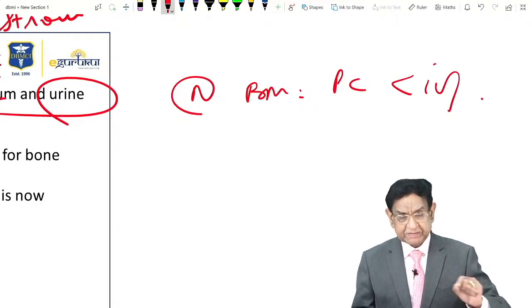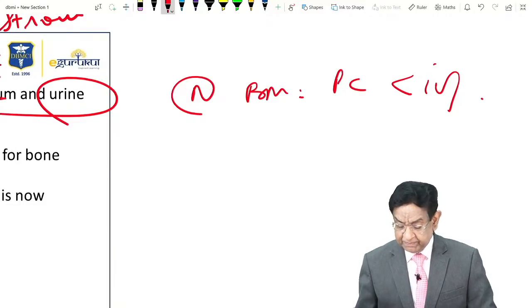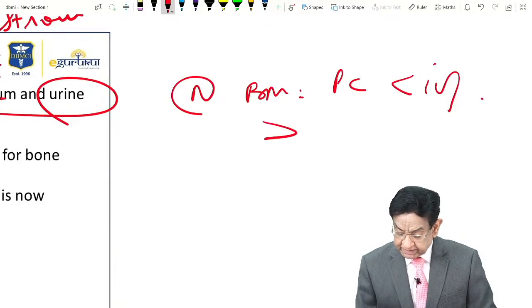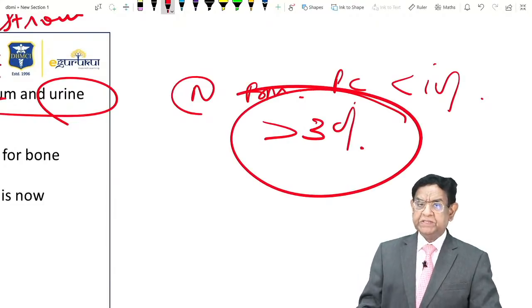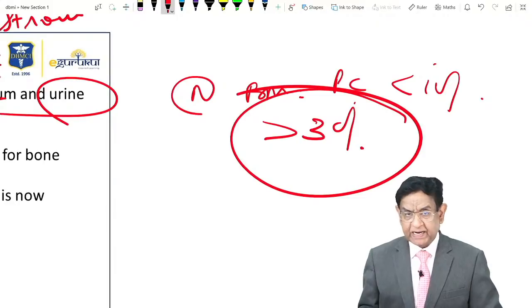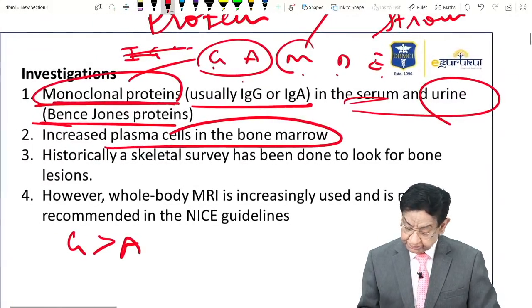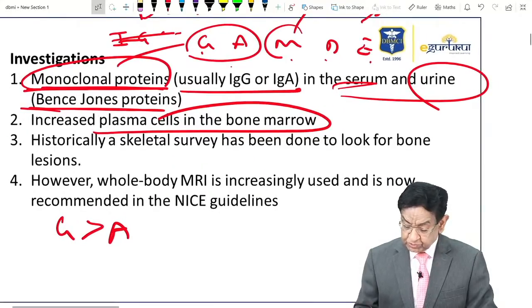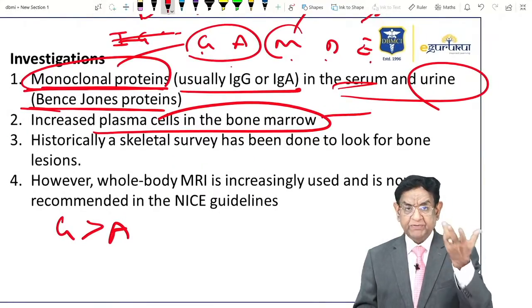Okay, but in these patients, in particular in multiple myeloma, the bone marrow plasma cells are usually more than 30%. More than 30% plasma cells in the bone marrow is highly suggestive of multiple myeloma. Okay. Now you know the importance. Now we talk about pathology.